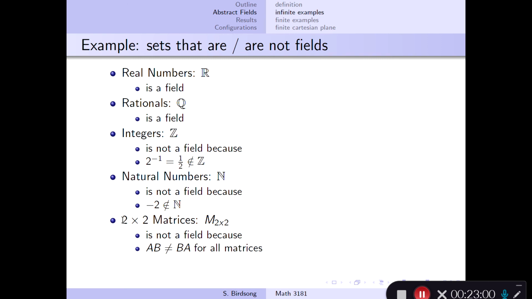Okay. So let's look at one last one. So last one down there is somebody called Q adjoin 2. And it turns out that Q adjoin 2 actually is a field.